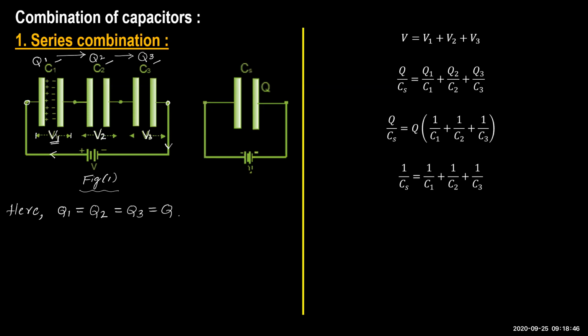Yes. Now let us move to the equivalent capacitor. In the equivalent circuit, that is figure 2, what happens? A single capacitor can be replaced in place of three capacitors. Then what will be the amount of charge stored there? The amount of charge stored is again Q. The same amount of charge will be stored in that capacitor, which is represented by CS.